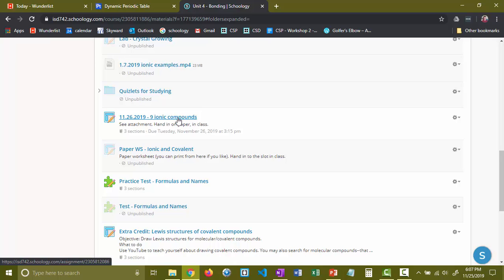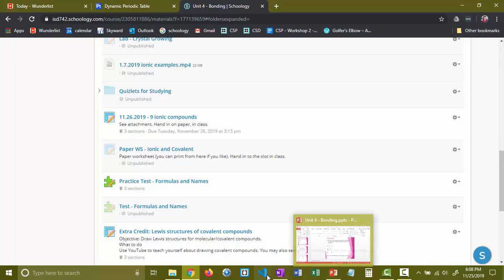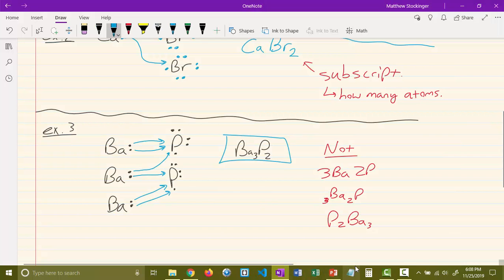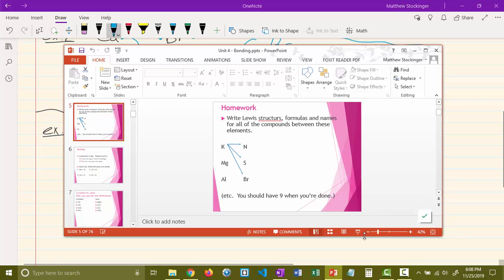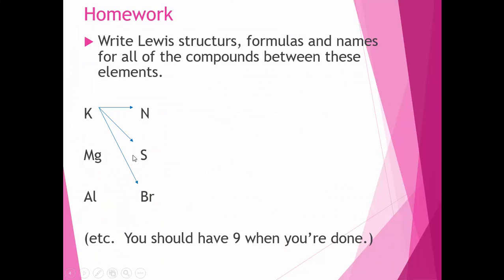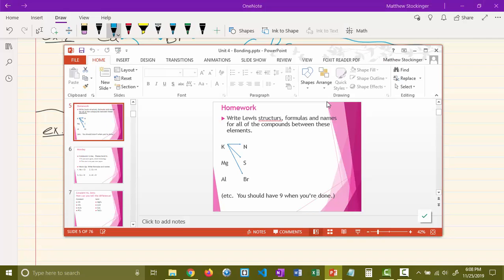You are going to open up a file in there, and it's going to show you that you need to make 9 of these drawings that I just made with the formulas. Basically, what you're going to open up is this slide. Okay, you got to make all the compounds with potassium to begin with nitrogen, sulfur, and bromine. Then you got to do magnesium with nitrogen, sulfur, and bromine. And then you got to do aluminum with nitrogen, sulfur, and bromine. All of these are ionic. We're just focusing on one thing today.